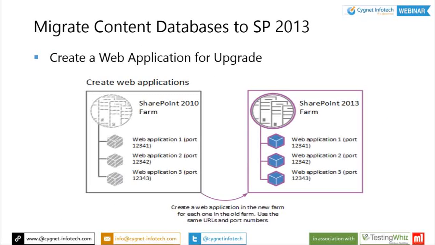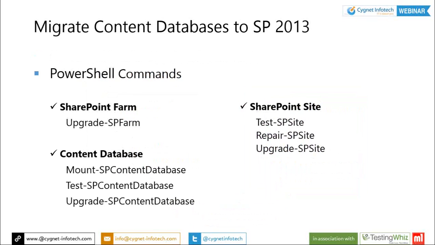But here it is not necessary to create them all, because it could be a scenario where you may need to migrate only one web application. So you just need to create your one web application to be available on the SharePoint 2013 environment, and then you can start the migration process. Now you will start the migration process with respect to the content databases. There are a few PowerShell commands available.